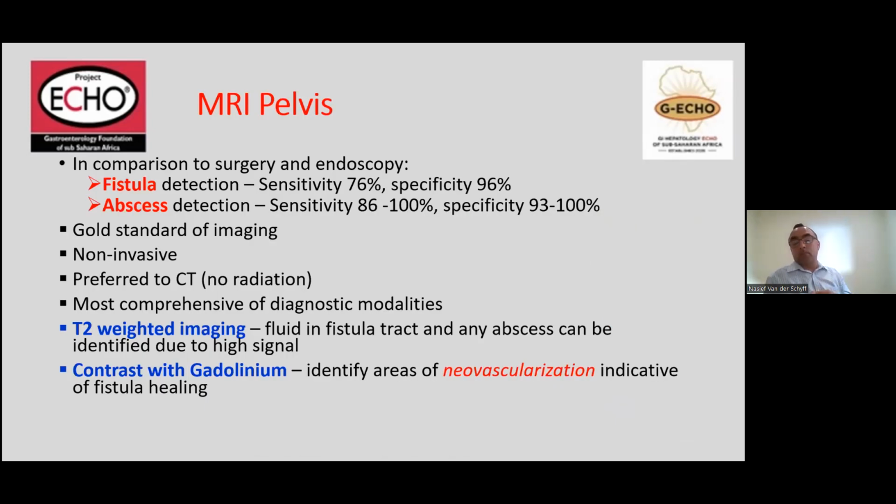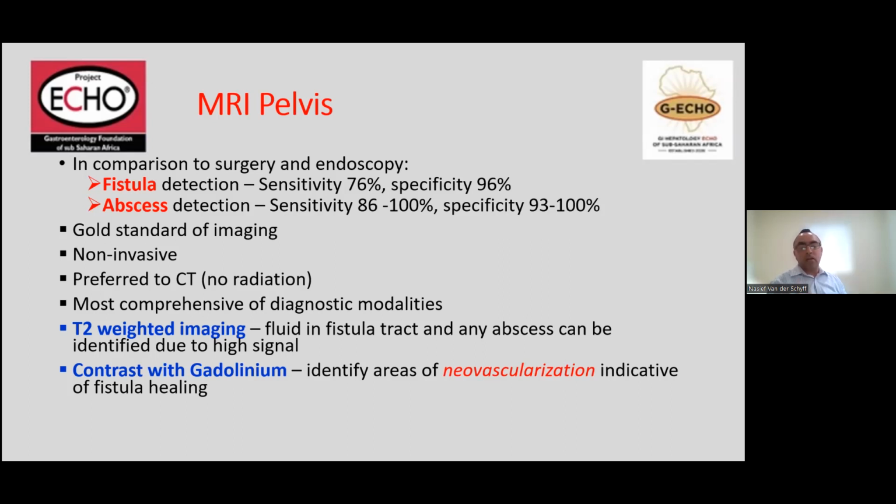In terms of what's available for us, especially at a tertiary hospital, is MRI scan of the pelvis. And in comparison to surgery and endoscopy, MRI of the pelvis has a 76% sensitivity and specificity for fistula detection. For abscess detection, it has 86 to 100% sensitivity and 93 to 100% specificity. It is the gold standard of imaging. It's non-invasive. MRIs are generally preferred to CT scans because of the risk of radiation that serial CT scans will have. And MRI scan still gives us the most comprehensive of all the diagnostic modalities.